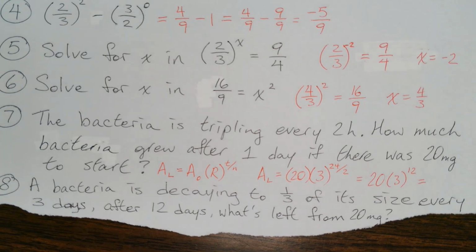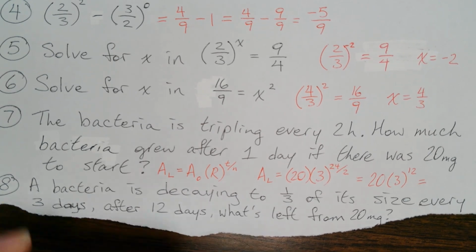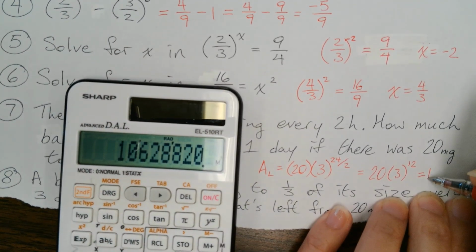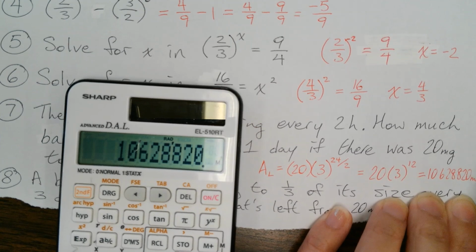3 to the power of 12 times 20. Oh, you get this big number. So 10 million, 10,628,820 milligrams. Don't forget units.